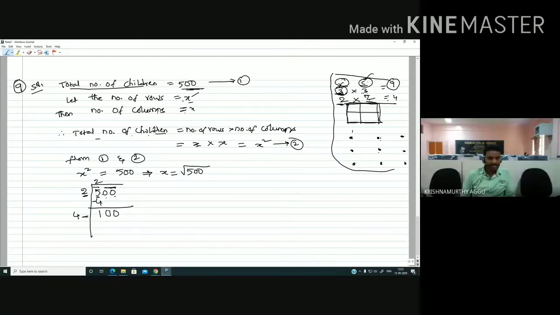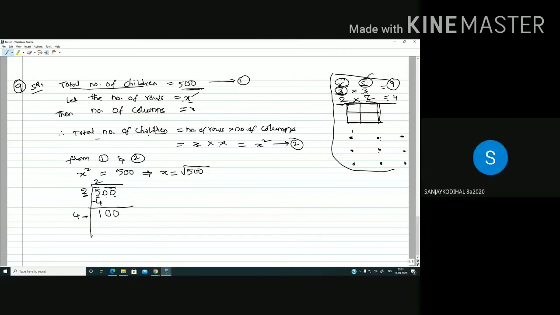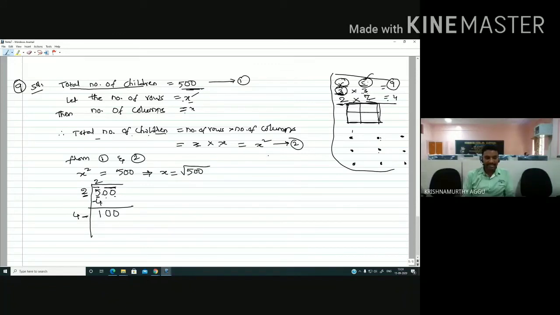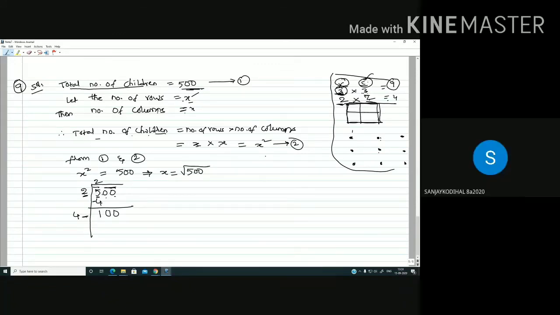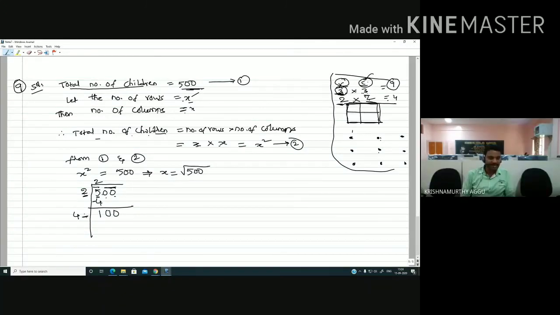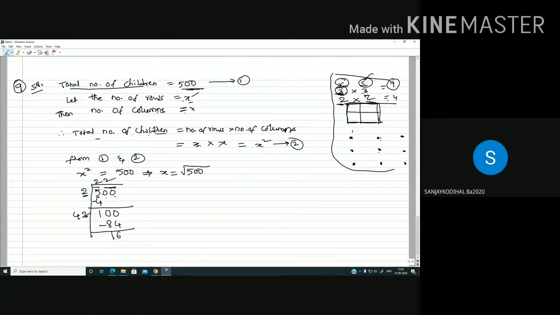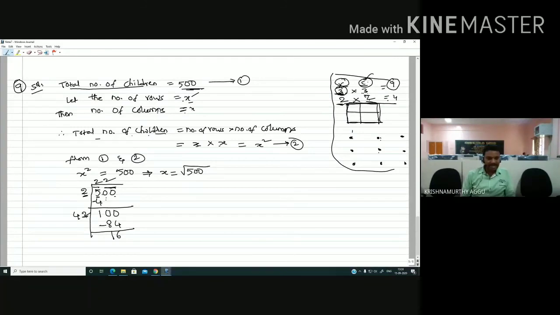In that blank, which is the number to be kept to get 100? 2. If you are selecting 3, it is 129, but we need only 100. So 42 times 2 is 84. 100 minus 84 is 16. Since 500 is not a perfect square number, there is a remainder.